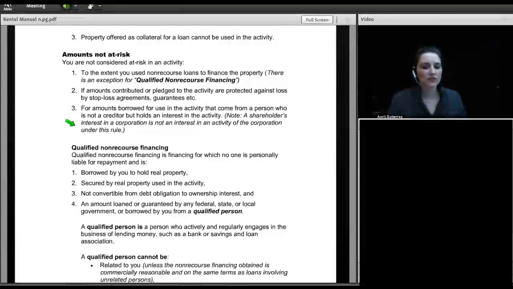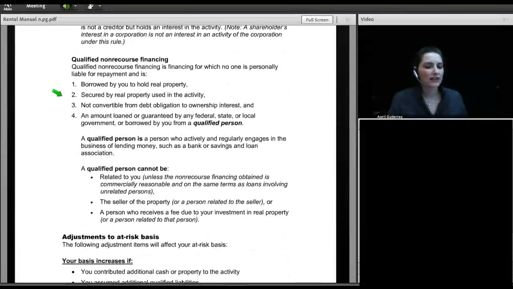Note that a shareholder's interest in a corporation is not an interest in an activity of the corporation under this rule. So what's qualified non-recourse financing? Qualified non-recourse financing is financing for which no one is personally liable for repayment and is borrowed by you to hold real property, that is real estate, is secured by real property used in the activity, is not convertible from debt obligation to ownership interest, and is an amount loaned or guaranteed by any federal, state, or local government or borrowed by you from a qualified person.